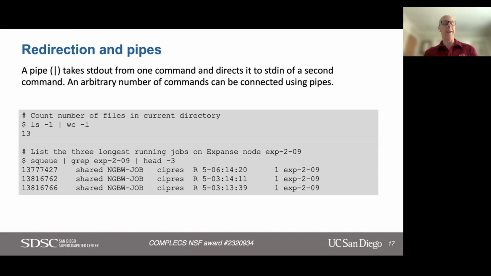And I know that there are other ways that you could probably do this, but I find this very, very easy and convenient. Let's say we wanted to list the 3 longest running jobs on a particular compute node of the Expanse supercomputer. Let's say in this case, exp-2-09. Here I could execute the sq command, pipe that into grep exp-2-09, and then I can pipe that into head to look at the 3 longest running jobs. Again, I know there are other options that we could use with sq so that we refer to a particular node, but I just wanted to illustrate how we could pipe multiple commands together.